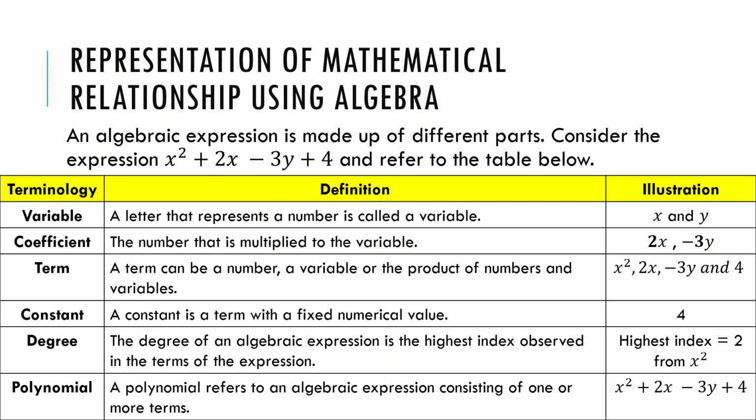So what is a constant? A constant is a term with a fixed numerical value. So 4 is a constant.